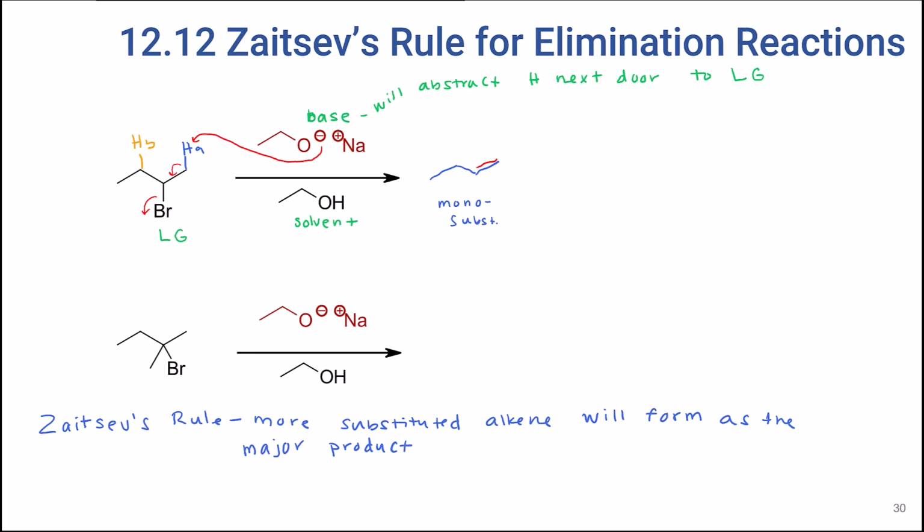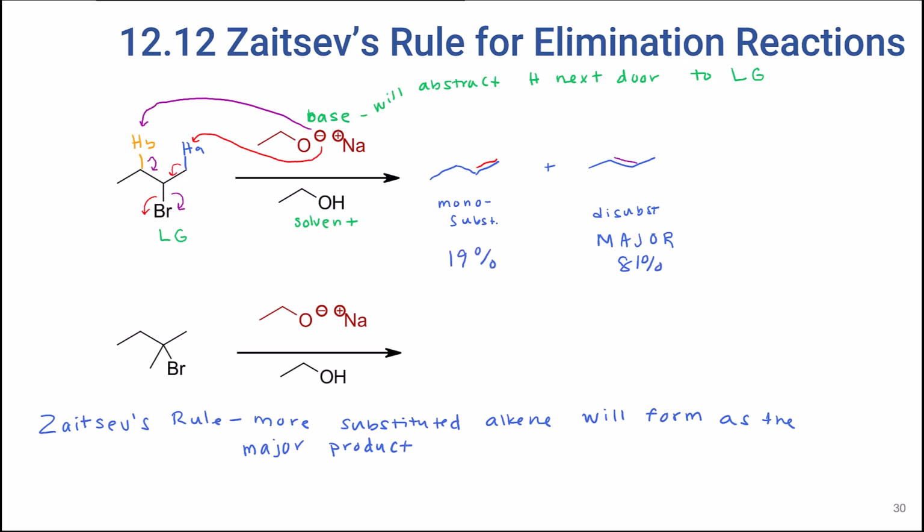So this is from HA, and this is a monosubstituted alkene because it has one group coming off of the double bond. Now, if I take the base and abstract HB, these electrons come here, my Br leaves. My double bond will form here. This is disubstituted. So I have two groups coming off of that alkene. This, according to Zaitsev's rule, is the major product. Because the more substituted alkene will form as the major product. This actually occurs in 81% yield versus 19% here.